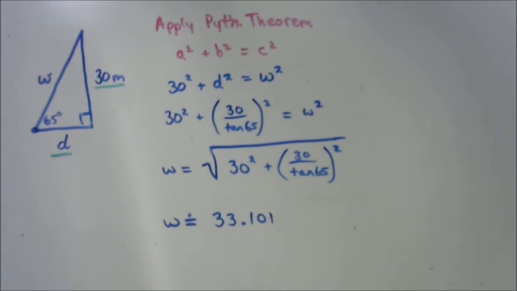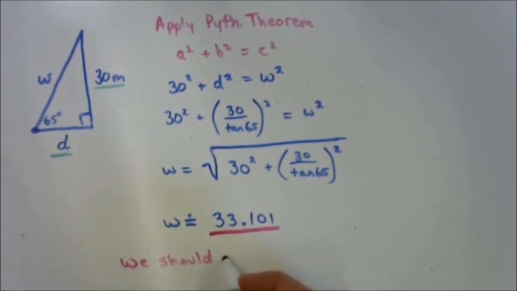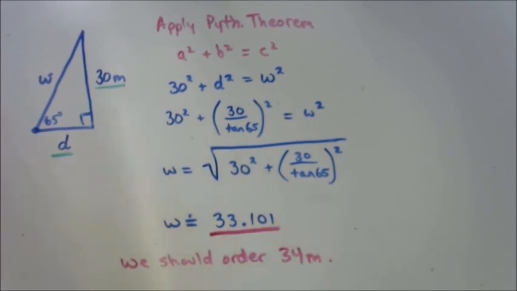And now we look back to the original question to see if we actually answered what we needed to answer. It says, wire can be ordered in whole number lengths of meters. How much wire should be ordered? If we need this much, 34 meters. Yeah, 33 meters won't be enough. So we should order 34 meters, at least.